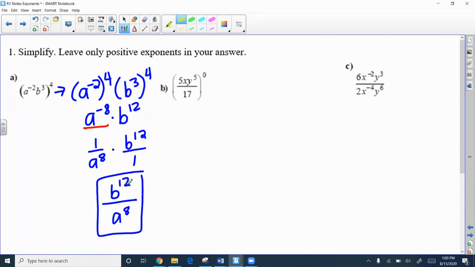I know that it's simplified because there's only one of each variable. There's only one a and there's only one b. And there's no negative exponents.